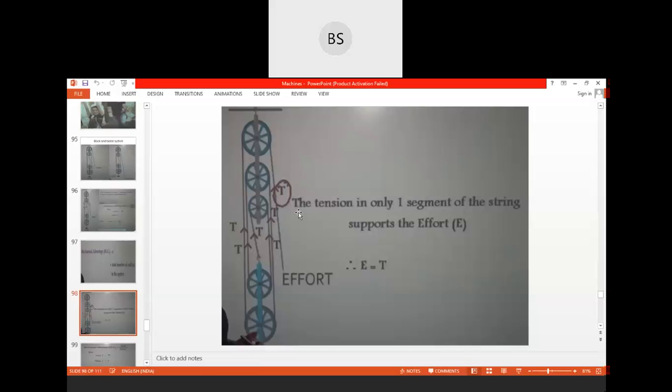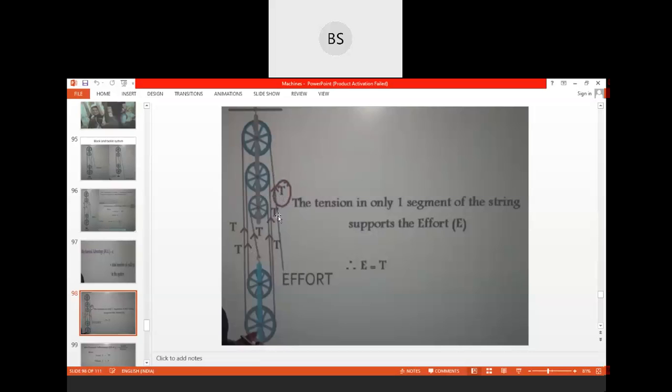Okay. So now first we should know what E is equal to, how many times tension, and load L is equal to how many times tension. So the tension in only one segment of the string supports the effort. Okay. So when it is supporting the effort here, how many times tension do you see here? Effort is applied for how many rope segments? 1. Very good.